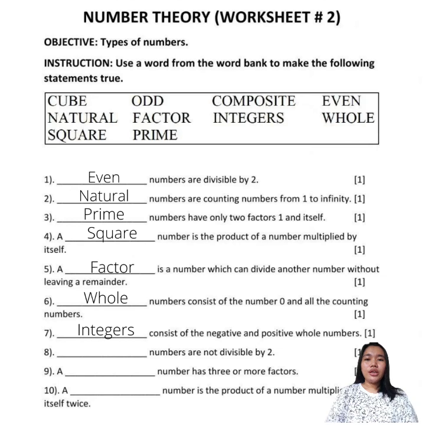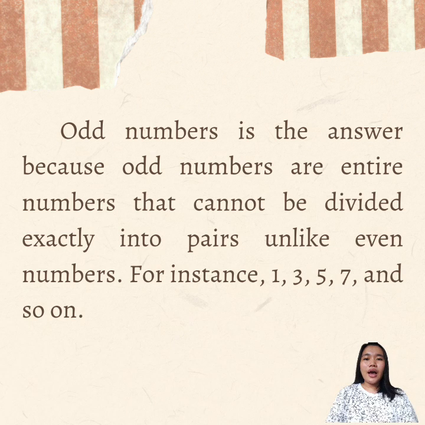Number 8 question. Blank numbers are not divisible by 2. Odd numbers is the answer because odd numbers are entire numbers that cannot be divided exactly into pairs, unlike even numbers. For instance, 1, 3, 5, 7, and so on.